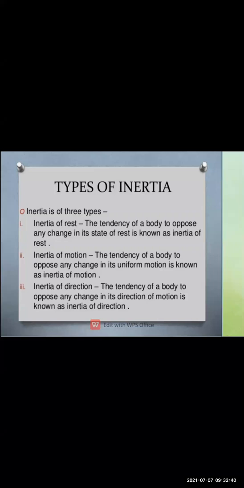Here I can give you the example of a revolving electric fan. Even if the fan is off, still the fan rotates, because it has a motion going on. So even if the electric supply is off, the fan keeps moving. Even if the switch is off, the electric fan remains in its revolving motion. So this is one example of inertia of motion.